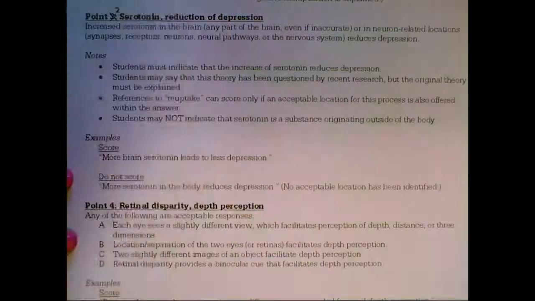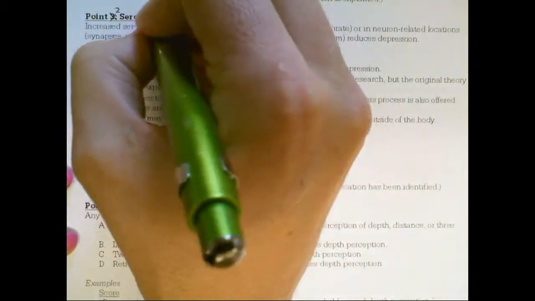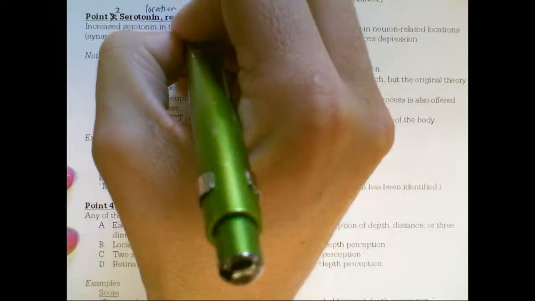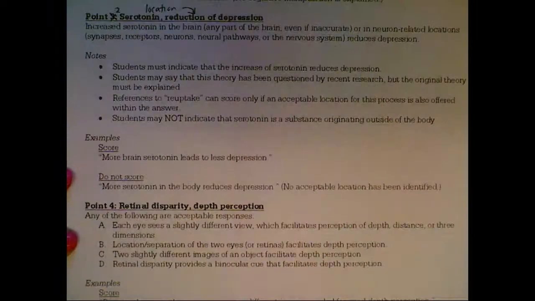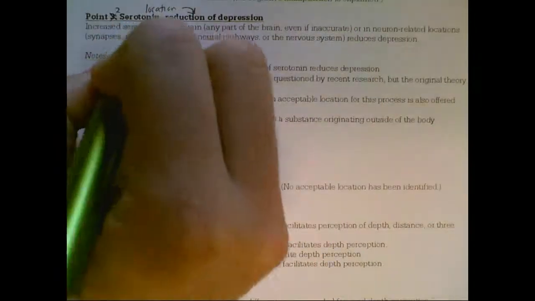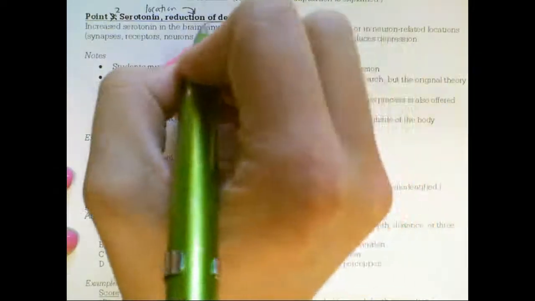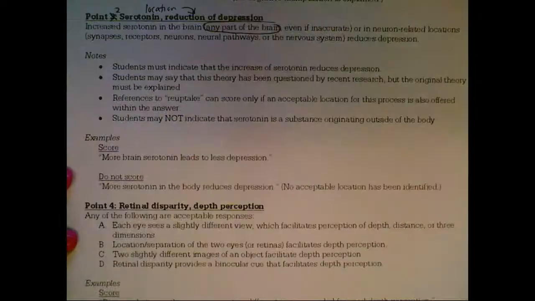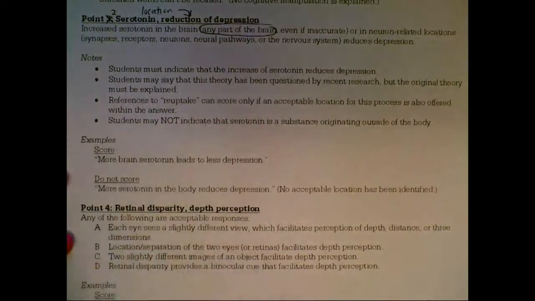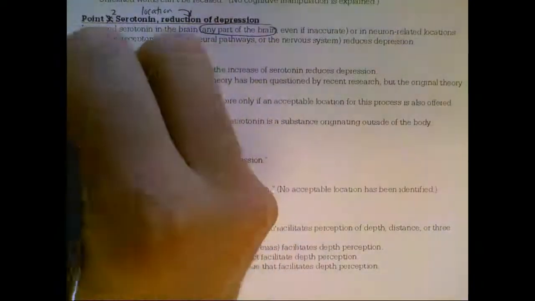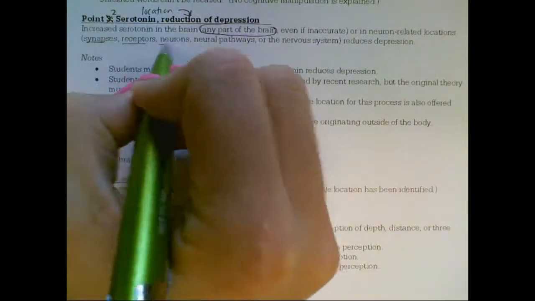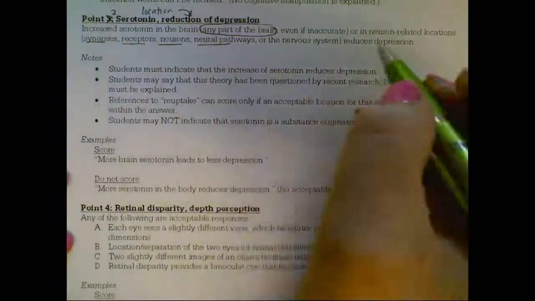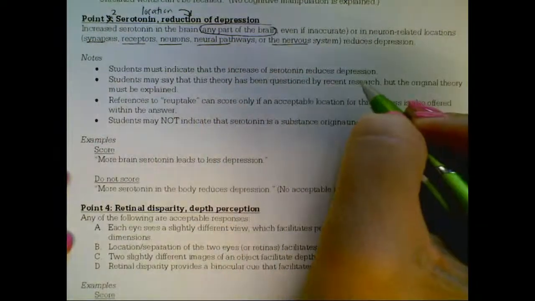This was for the AP, so point number 2. Serotonin, so how does the location of serotonin have an effect on reduction of depression? Let's look at what's scored. So increased serotonin in the brain, any part of the brain, even if inaccurate, all right? So you just had to say the brain, or in neuron-related locations. So you could have said synapse, you could have said receptors, neurons, neural pathways, or nervous system reduces depression, okay?